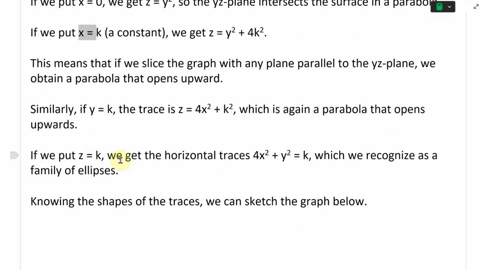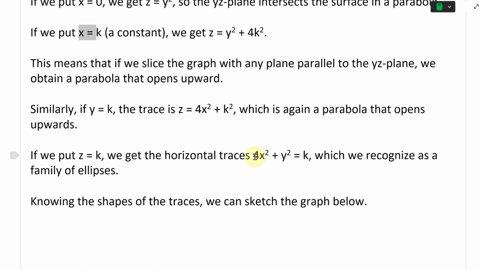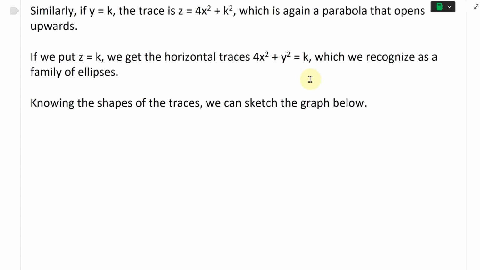So if we put z equals k, and now if this is z equals k like that, this is going to be k equals 4x squared plus y squared. So if we put z equals k, we get the horizontal traces 4x squared plus y squared equals k, which we recognize as a family of ellipses. Yeah, this is just going to be ellipses, because you could just move this over at the bottom, and instead of writing 4, you can write it as x squared over 1 over 4, and then you'll have the radius from that, and so on. And then this equals k, which we recognize as a family of ellipses, because again, you can divide k out into this, do that same thing, and have it equals to 1 there. So knowing the shapes of the traces, we can sketch the graph below.